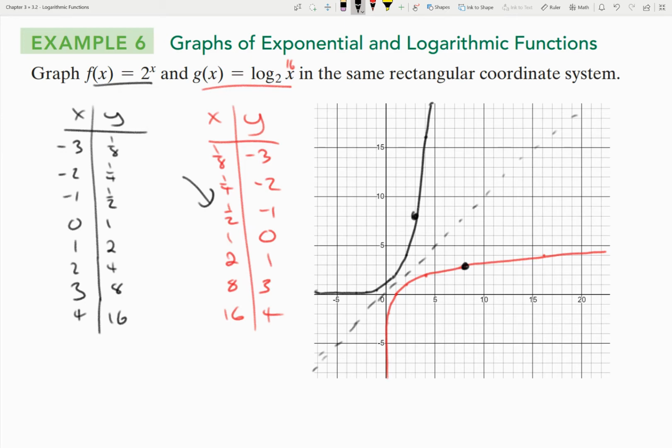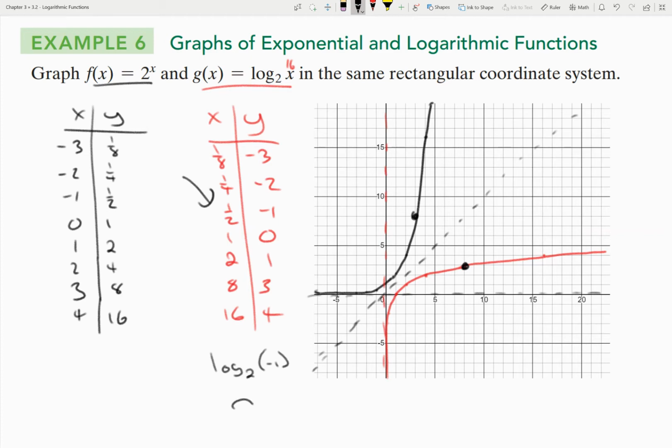The other part to recognize is that the x-axis is a horizontal asymptote for the exponential function, and the y-axis then becomes, right, switch x and y, the y-axis then becomes a vertical asymptote for the logarithm. So knowing that the logarithm is going to have a vertical asymptote, and it makes sense because this, try it on your calculators, is undefined.